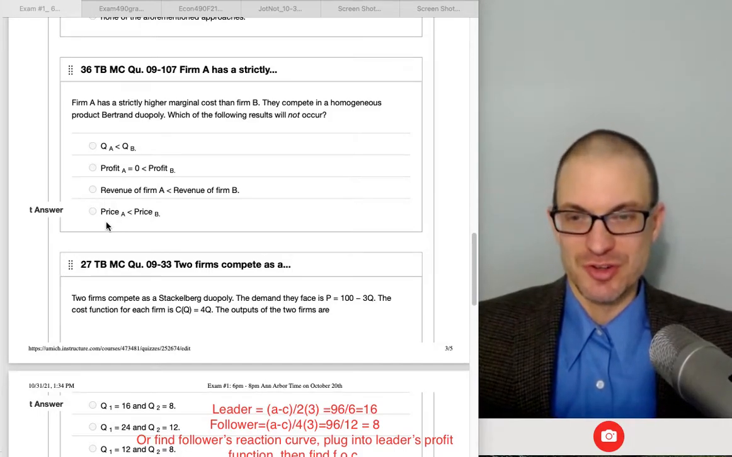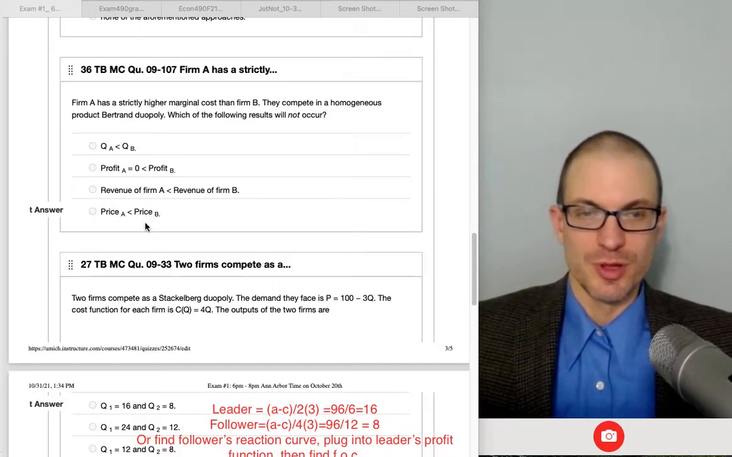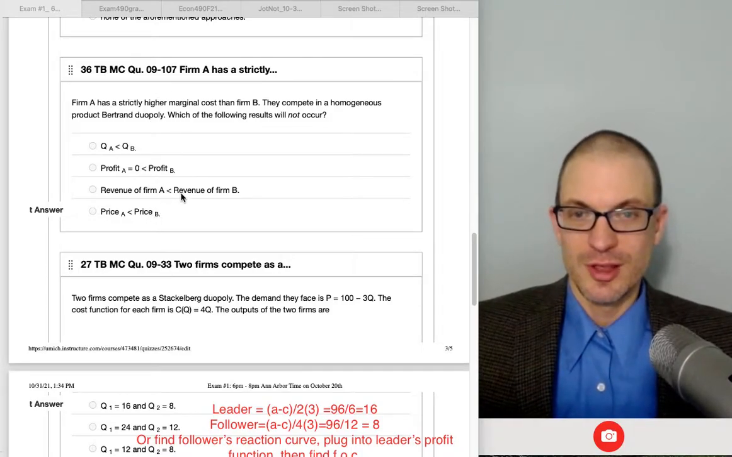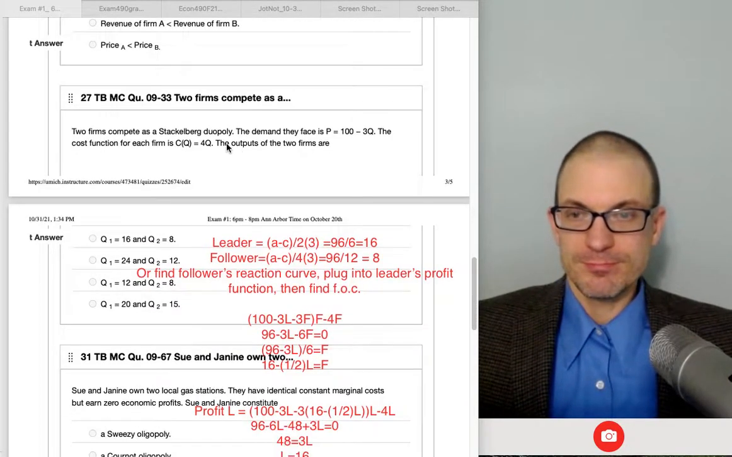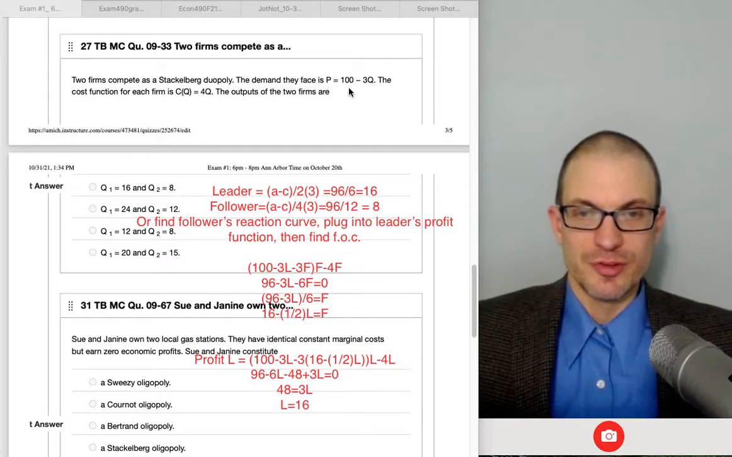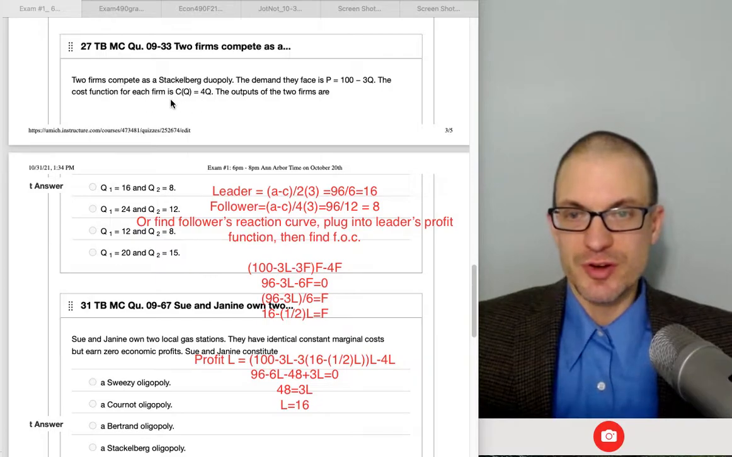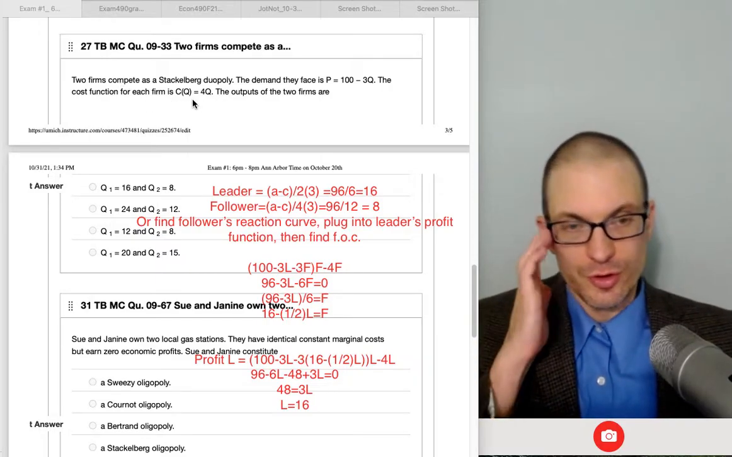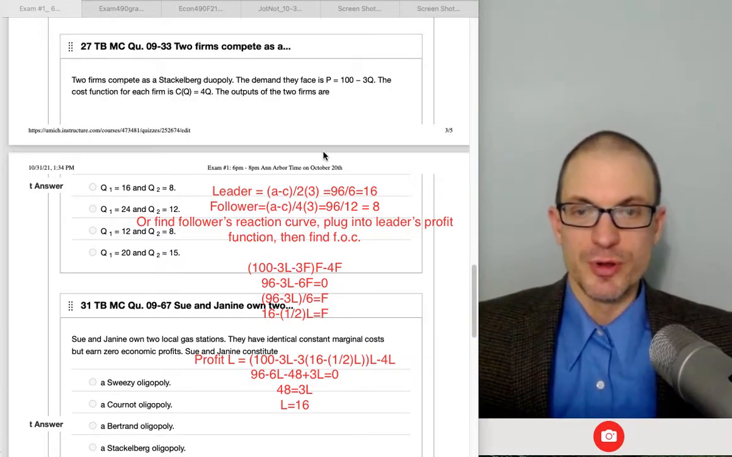We're not going to have a situation where firm A is going to price below firm B because they've got the higher costs. All right. Two firms compete as a Stackelberg duopoly. They face demand: price is equal to 100 minus 3q. The cost function for each firm is just total cost is equal to 4q. What are the outputs for the two firms?